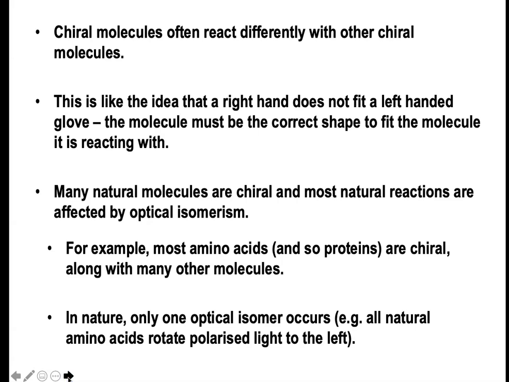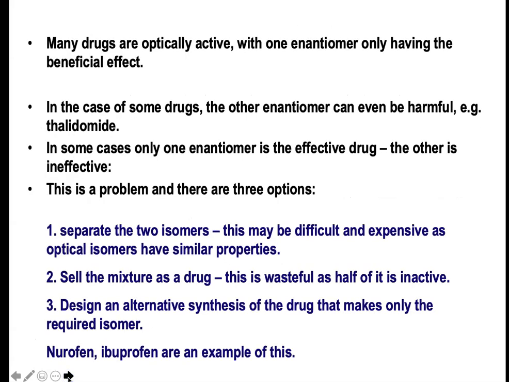Why is this important? Most natural molecules like amino acids or proteins, and so on, are chiral along with many other molecules. In nature, only one optical isomer occurs, whereas synthetically, when we are making different drugs like ibuprofen, we can have two isomers. One has a positive effect, i.e. pain killing or anti-inflammatory effect. The other one can have a negative effect or no effect at all.